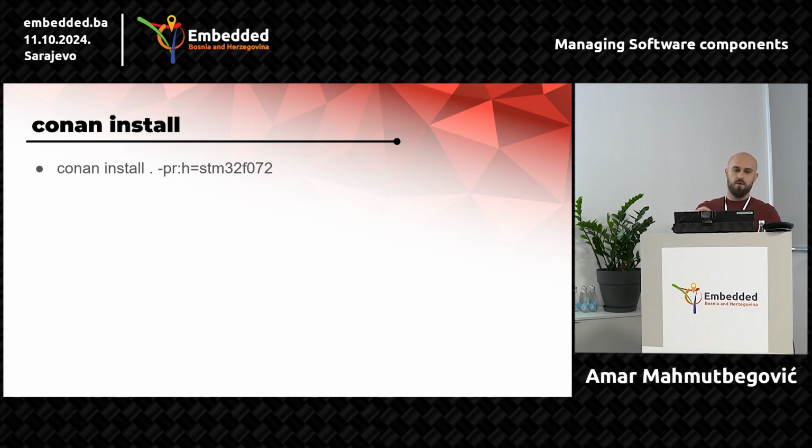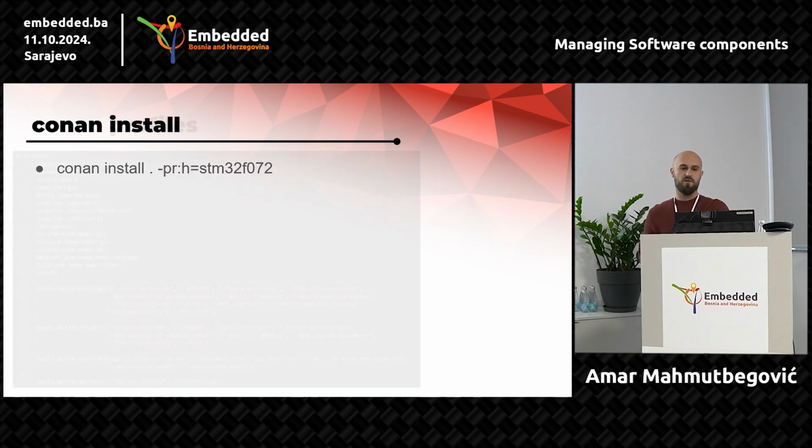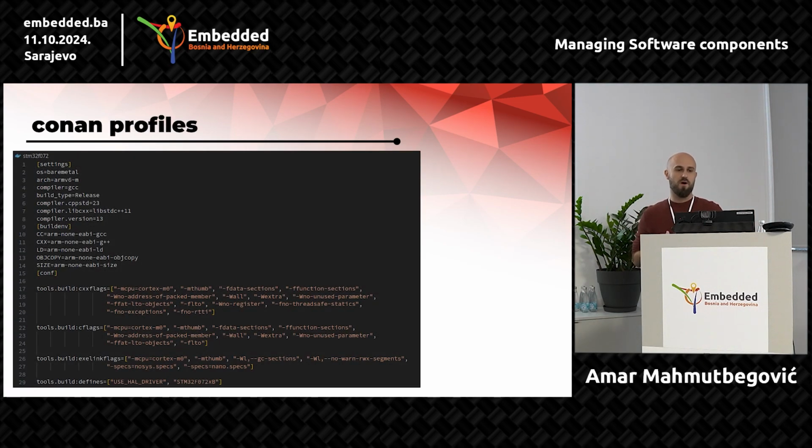So when we run Conan install command, we specify profiles. And in our case, we are specifying host profile STM32F072. And this is how profile looks like. So we have here settings. We state which compiler we are using for build options. And also in this profile, we specified CPP flags, C flags, linker flags, and defines.